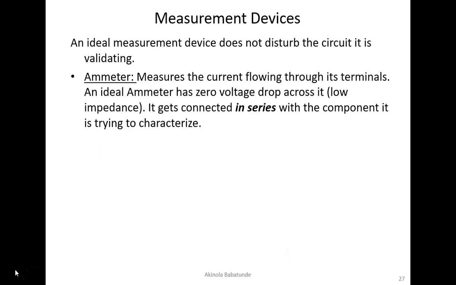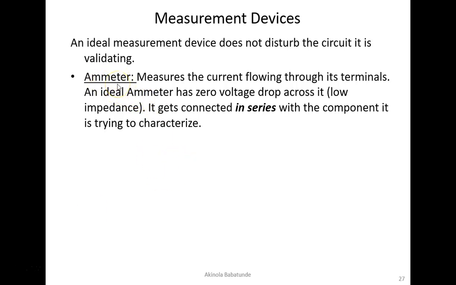Let's quickly talk about measurement devices. An ideal measurement device does not disturb the circuit it is validating or characterizing. So when we have a measurement device, whether the ammeter, voltmeter, ohmmeter, whatever it is, it doesn't affect the circuit, it doesn't disturb the circuit, it just validates or characterizes whatever you want it to characterize or validate, and that's it. So the first one is the ammeter.